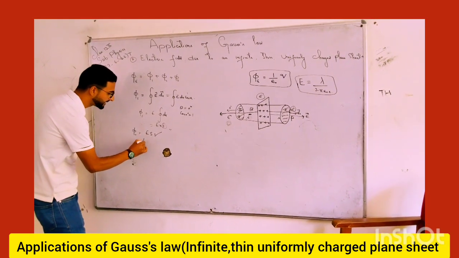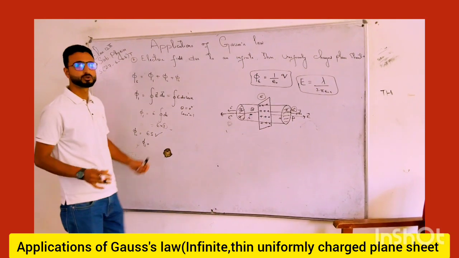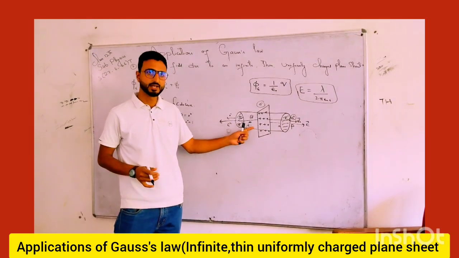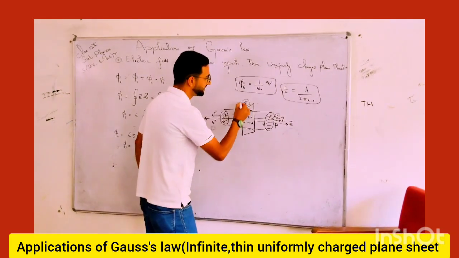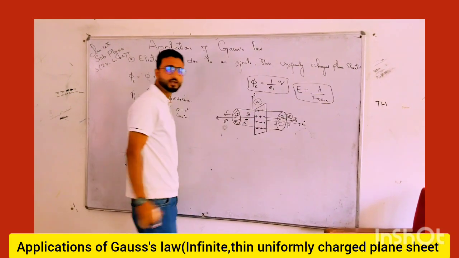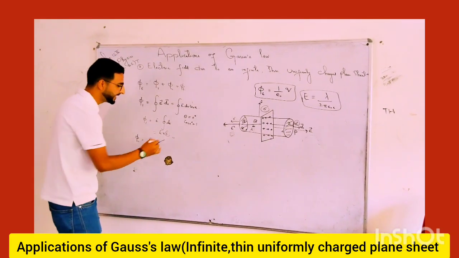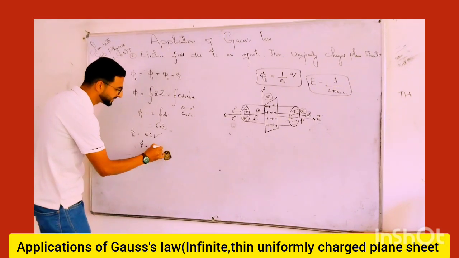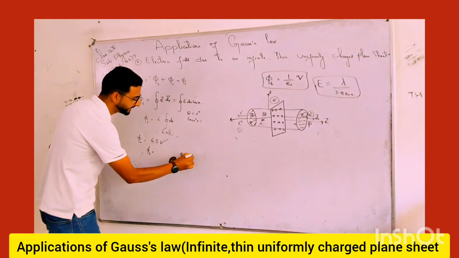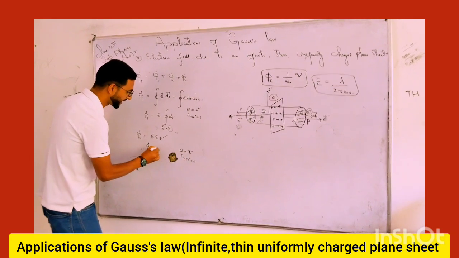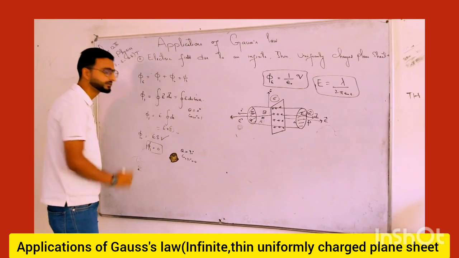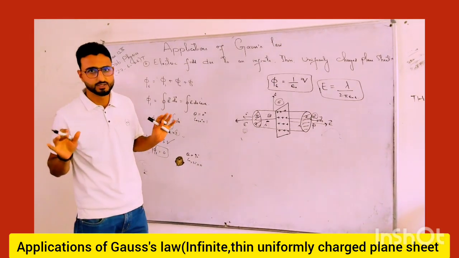Now what about phi 3? That is the electric flux through the curved surface area of the cylinder. Now you know, see, this is the direction of the electric field. This is the outward drawn normal. So what is the angle here? So angle between E and N is 90 degrees. Cos 90, you already know it is equal to 0. So flux through the curved surface of the cylinder is equal to 0.